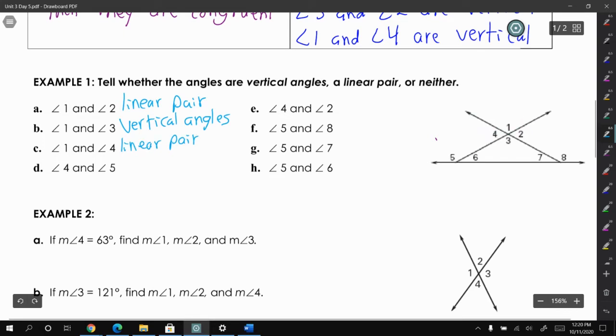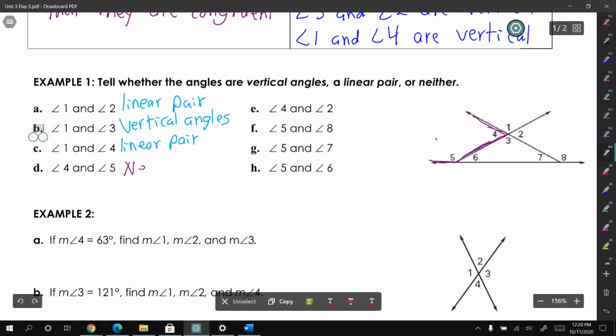Okay, so then we have angles 4 and 5. Here's angle 4, and here's angle 5. They're not across from each other, so they're not vertical angles. They don't form a line, so we would say that that is neither. Angle 4 and angle 2, however, are across from each other, so that is a pair of vertical angles.